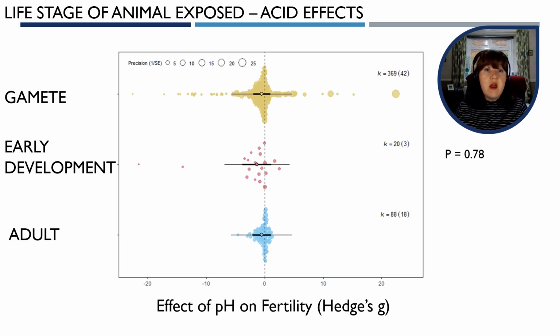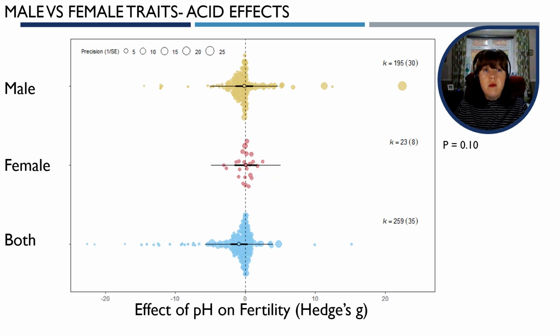We expected gametes and early development exposure would have a more negative effect than adult exposure due to the lack of specialized mechanisms for acid-base regulation. However, we did not find that they were more negatively affected than adults. We then looked at whether male, female, or combined fertility traits were more negatively affected and found no significant difference, even though current literature suggests male traits may be more vulnerable.